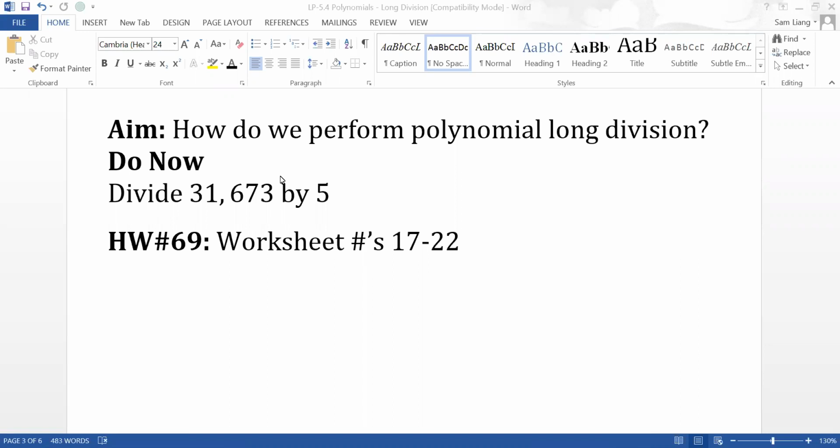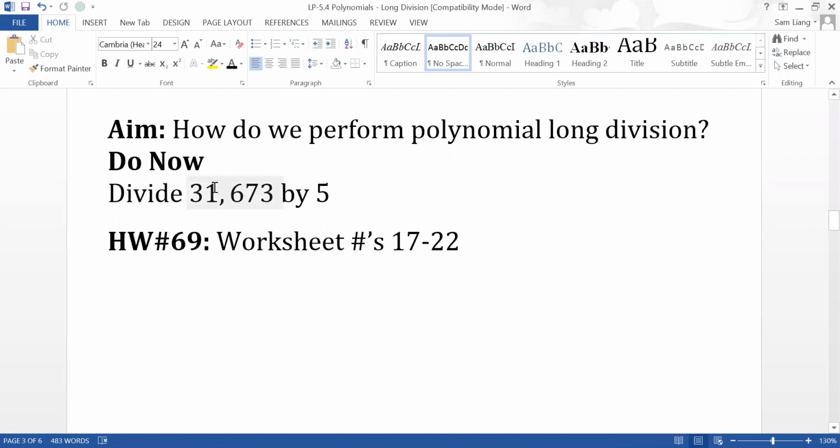Today we're going to talk about polynomial long division, and this is an Algebra 2 topic, so you might recognize it from last year, but it'll be important when we talk about partial fraction decomposition as well as other topics in this polynomials unit. For you to do now, I want you to divide just this simple long division problem.